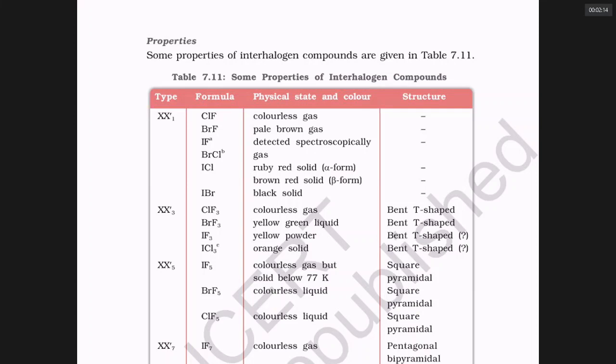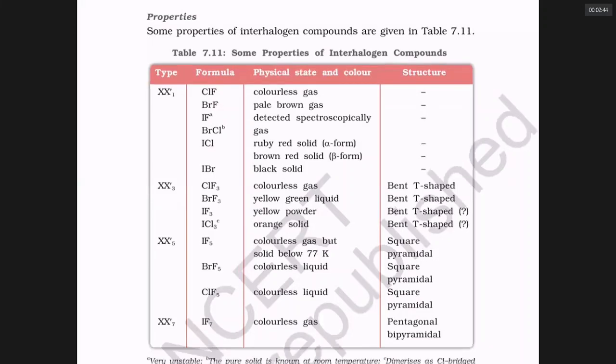If I look at XX'3 type, AB3 type interhalogen compounds, I notice that ICl3 is an orange solid and IF3 is a yellow powder. Notice only when there is iodine with fluorine and chlorine, then they are solids. Others are either liquids or gases. The AB3 type interhalogen compound has a T-shape. The hybridized state of the central atom is sp3d. It is an AB3E2 type molecule.